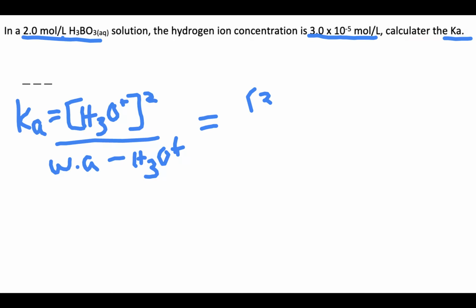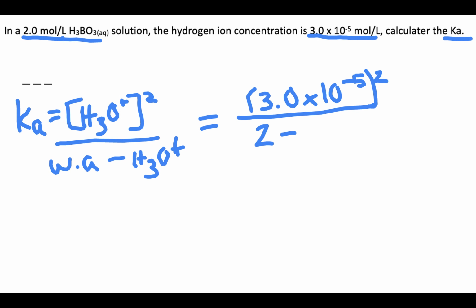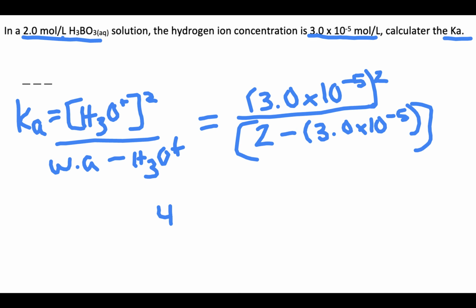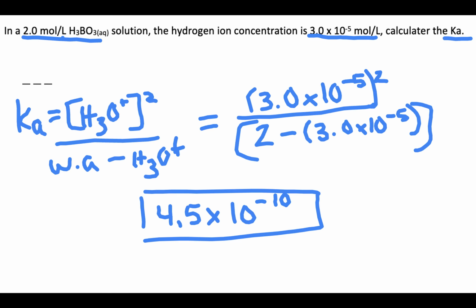So we would just put in our calculator 3.0 times 10 to the negative 5. We need to square that value, divide it by the concentration of your weak acid, and then we're going to subtract 3.0 times 10 to the negative 5. If you're doing this all in one step, just make sure to put some double brackets in the denominator. And when you're done, you should see the value 4.5, keeping 2 sig digs, times 10 to the negative 10. And then because it is a constant, or the equilibrium constant, you don't need to have any units.